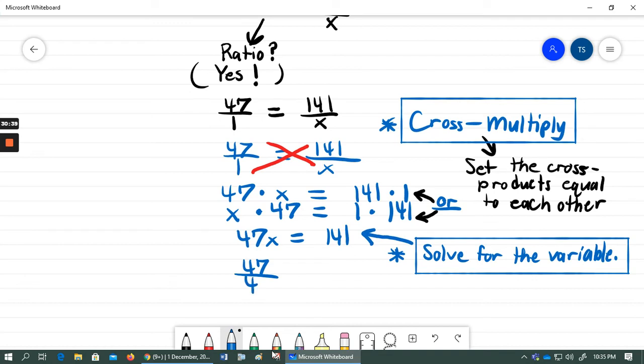Alrighty. So again, if you divide by 47 on both sides of the equation, you end up getting that x is 3. So we have used cross multiplication, and after we set those cross products equal to each other, because that is the technique of cross multiplying, setting the two cross products equal to each other, we solve for the variable. Okay. All right, let's move on.